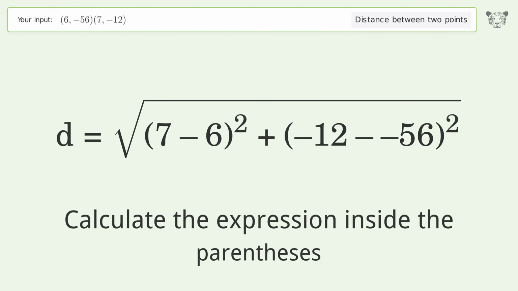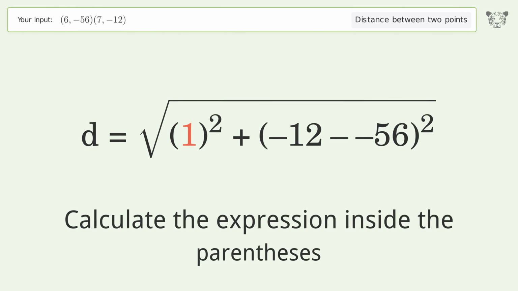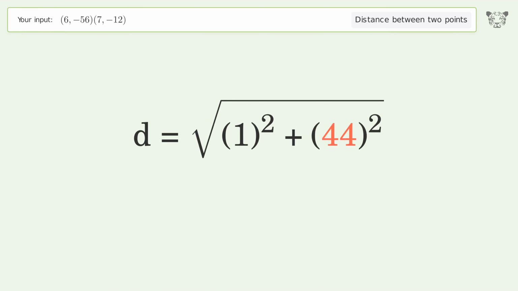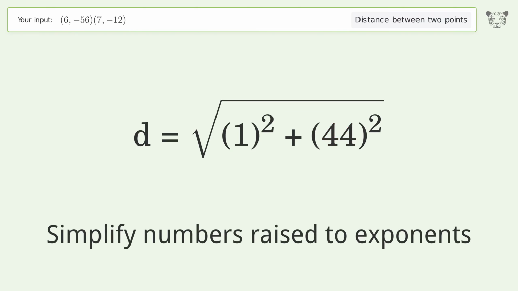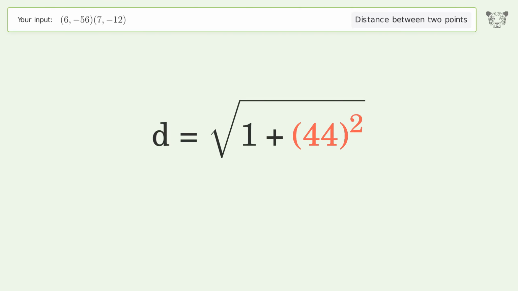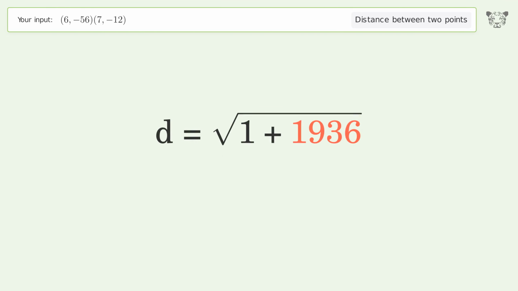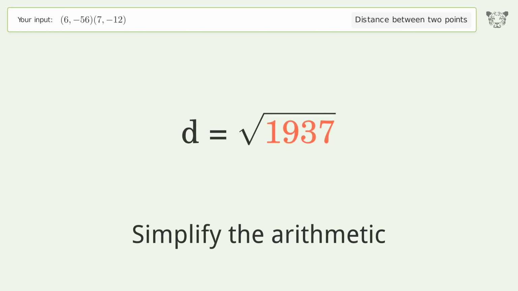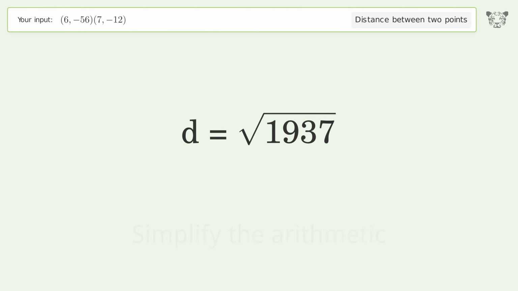Calculate the expression inside the parentheses. Simplify numbers raised to exponents. Simplify the arithmetic. And so the distance between the 2 points is the square root of 1937, or 44.011.